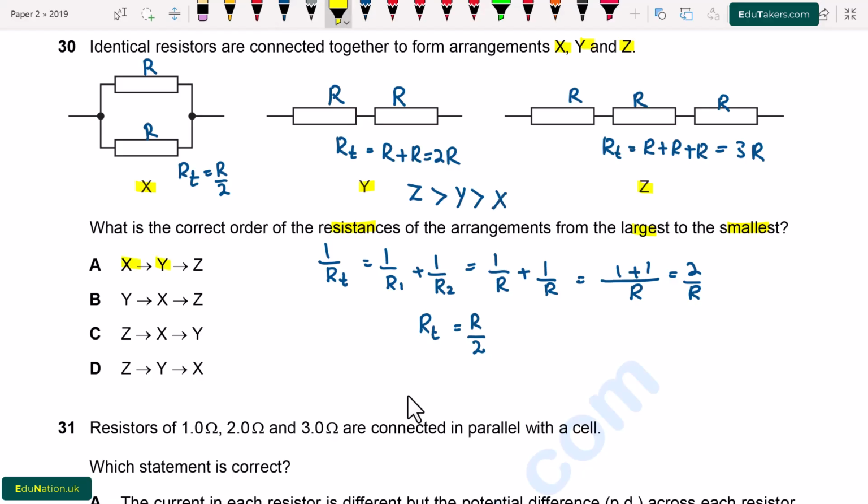Now we see the options. Option A, X, Y and Z. Here the order is reverse, so this is incorrect. B, Y, X and Z. This is also incorrect. Option C, Z, X and Y. This is incorrect. D, Z, Y and X. So option D is correct.